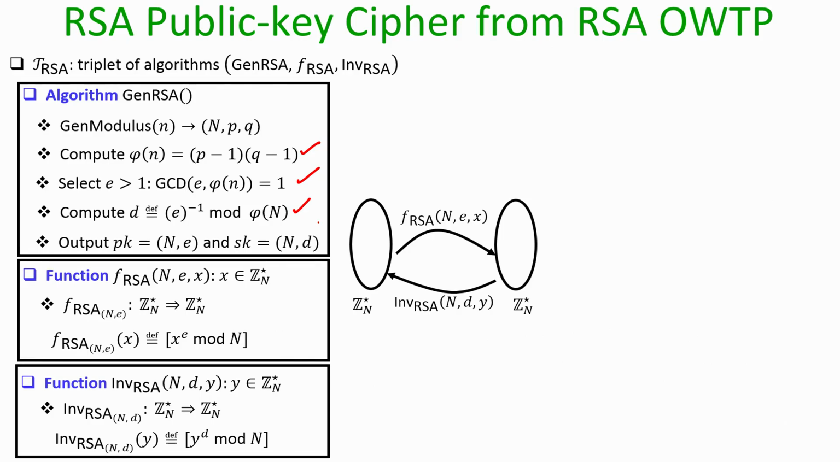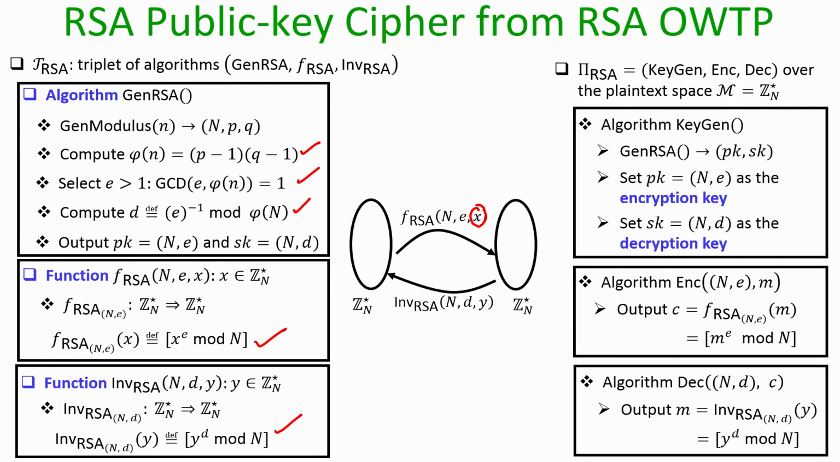The RSA function is a mapping from Zn star to Zn star, and to compute the value of the RSA function on some given input x, we basically compute x to the power e modulo n. On the other hand, if we want to compute the inverse RSA function, then it is a mapping from Zn star to Zn star operated with the secret key (n, d), and to compute the value of the inverse function on some input y, we basically compute y to the power d modulo n.